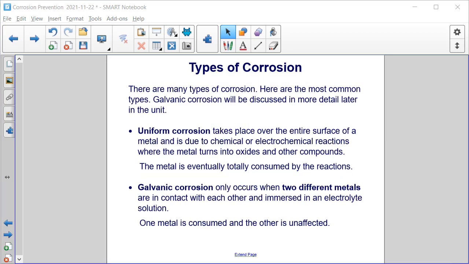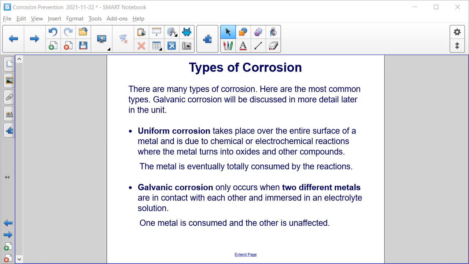There are many types of corrosion. Here are the most common types. Galvanic corrosion will be discussed in more detail later in the unit. First, uniform corrosion, which takes place over the entire surface of a metal and is due to chemical or electrochemical reactions where the metal turns into oxides and other compounds. The metal is eventually totally consumed by the reactions.